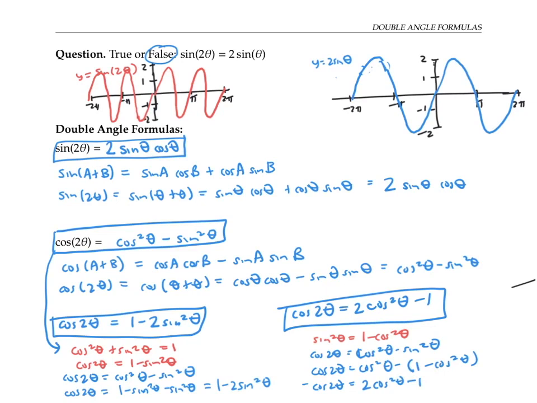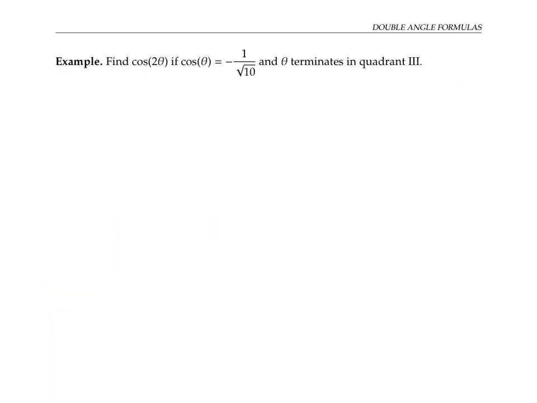So I have one double angle formula for sine of 2 theta, and I have 3 versions of the double angle formula for cosine of 2 theta. Now let's use these formulas in some examples. Let's find the cosine of 2 theta if we know that cosine theta is negative 1 over root 10 and theta terminates in quadrant 3.